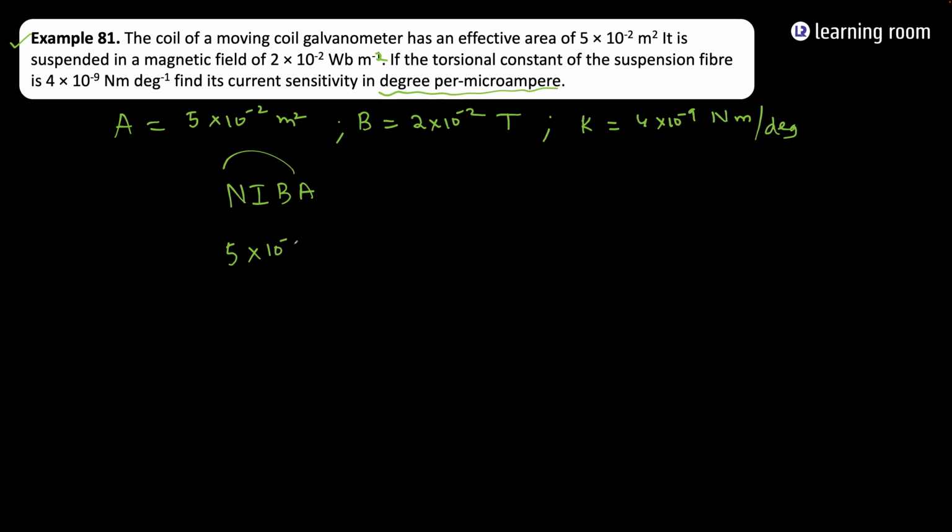5 into 10 power minus 2. I don't need to find the value of I separately because they're asking alpha by I. Alpha by I. So I into, what is the value of B? 2 into 10 power minus 2 into, there is no A, N into A put together is 1. I hope I'm clear. Is there any doubt for anyone?